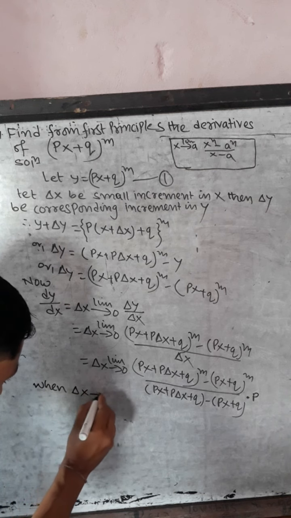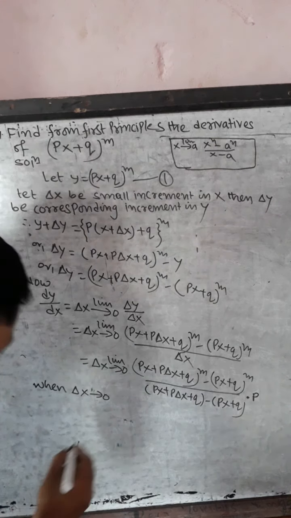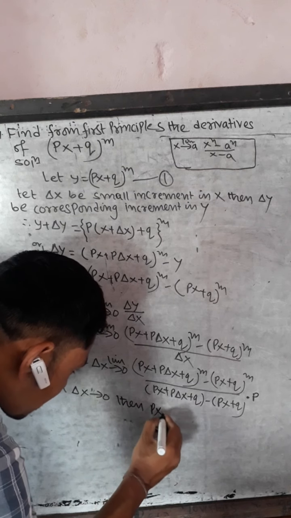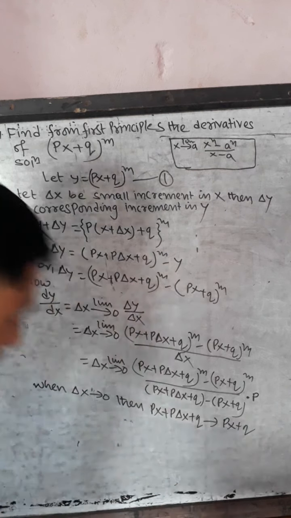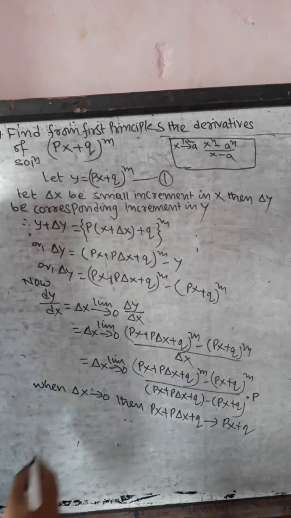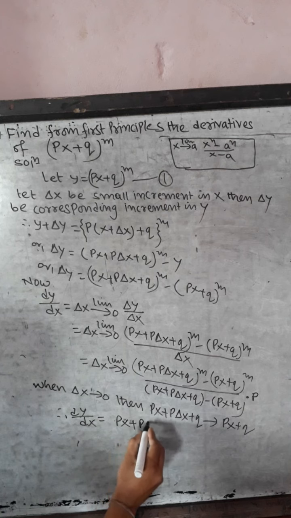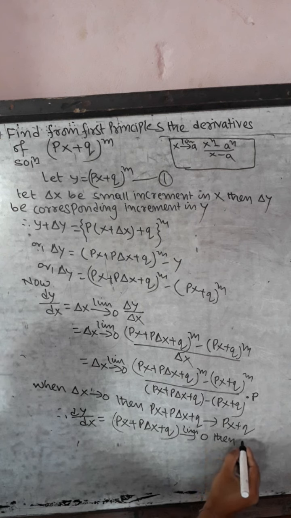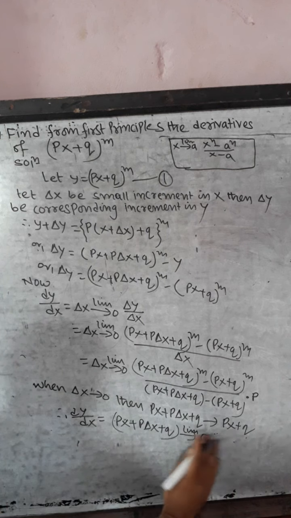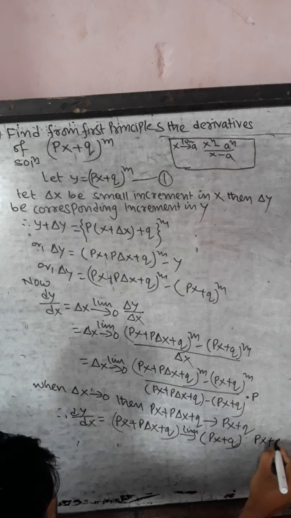Now let's change the limit. When del x tends to 0, then px + p del x + q tends to, as previously, if you put 0, px + q.